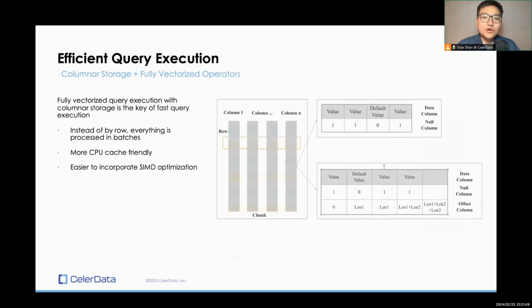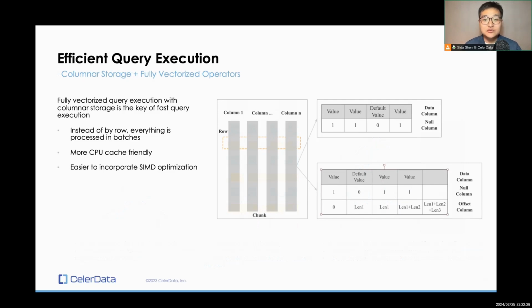So to go into query execution, we want to talk about storage. StarRocks has a columnar storage plus fully vectorized OLAP operators. So instead of storing everything by row, everything is stored in column, right? Because in OLAP, just look at the SQL, everything is in column, right? And for a server, running batch is always better than running small chunks, row by row. So by running everything in batch, it's a lot more CPU cache friendly.